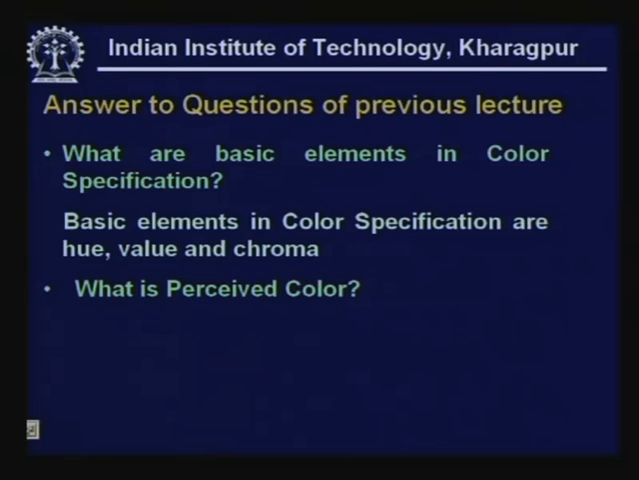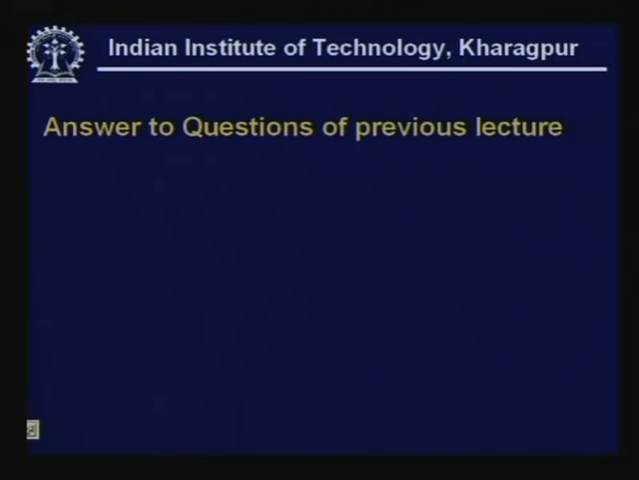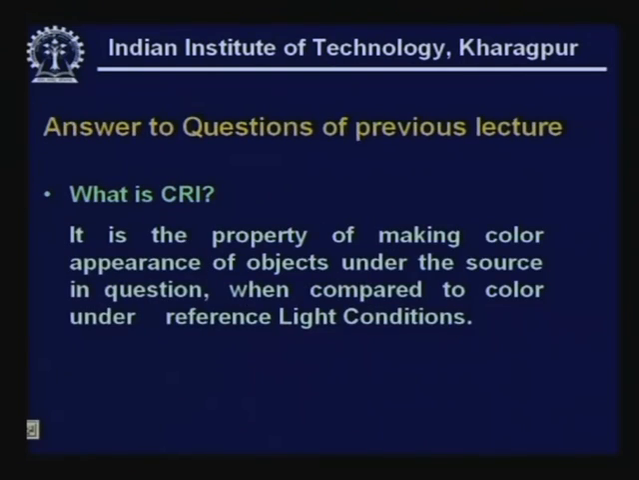What is a perceived color? The color that is perceived as object color is a result of the characteristics depending on the viewing direction and adaptation of the observer. What is CRI? CRI stands for the color rendering index. It is the property of making the color appearance of objects under the source in question when compared to color under reference light conditions.